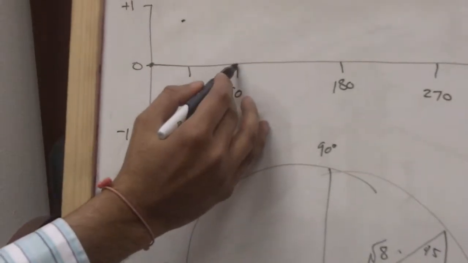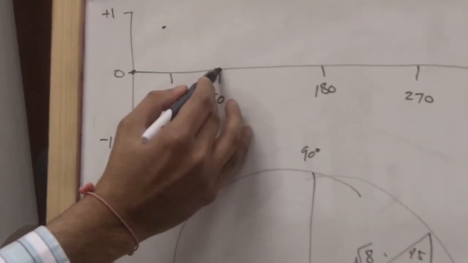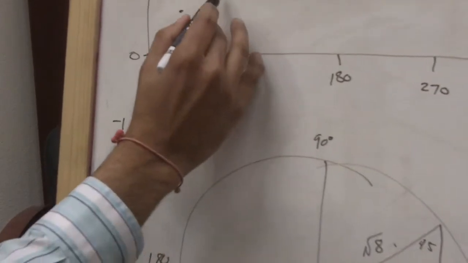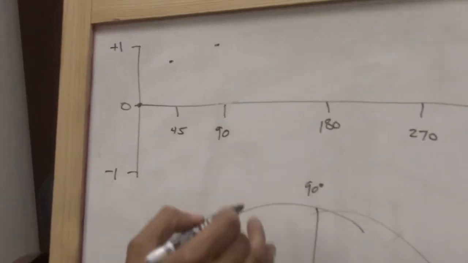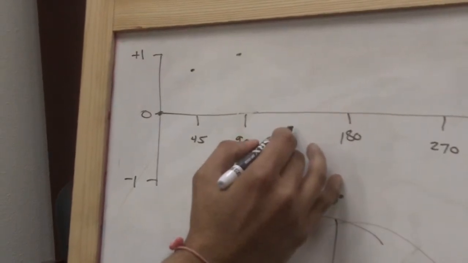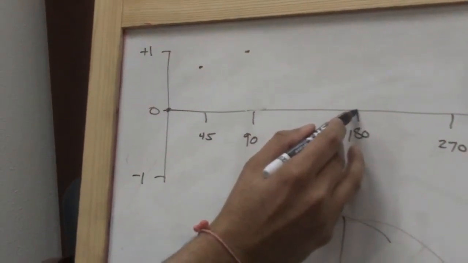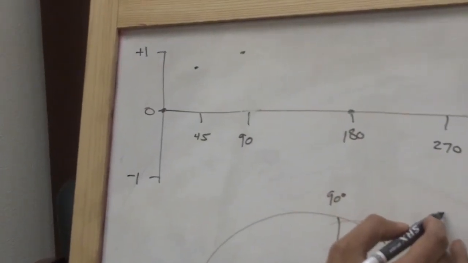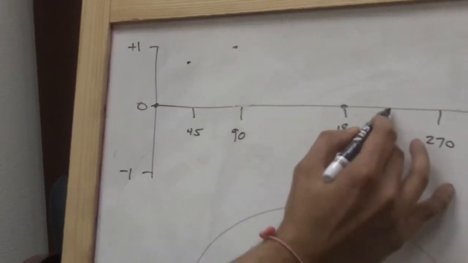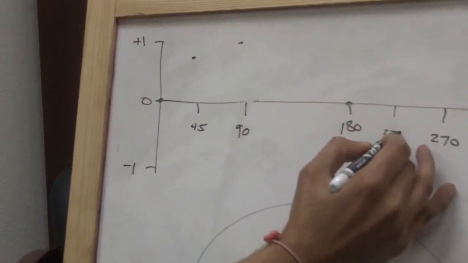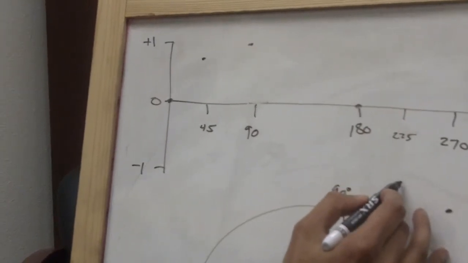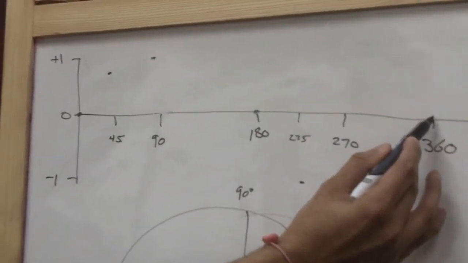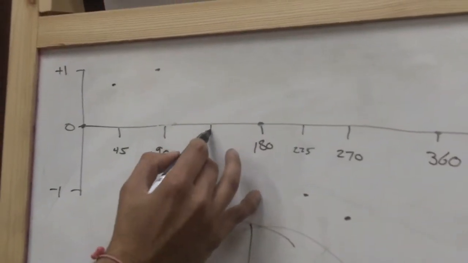Sine of 90. Sine of 90 would be 1, correct. It would be up here. Sine of 180 is 0. Sine of 270 is -1. And just for kicks, let's do sine of 225: -0.7, around here. What would be sine of 360? 0. Let's do 135: 0.7.